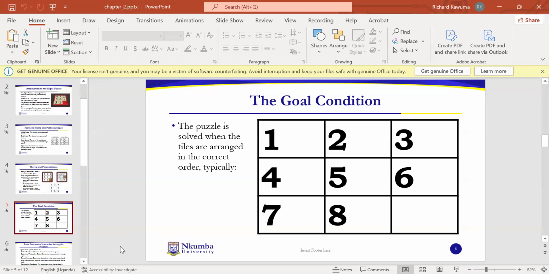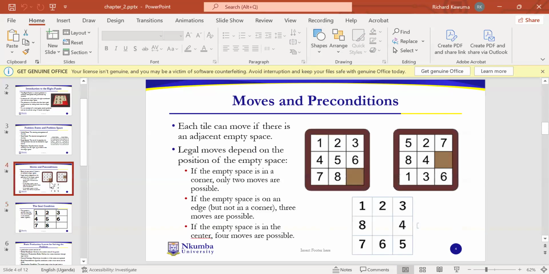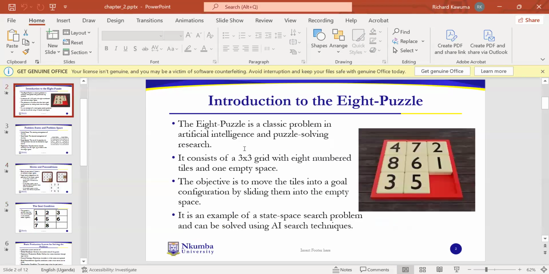Goal condition. So the puzzle is solved when the tiles are arranged in the correct order. So if that is your goal condition, and it is 1, 2, 3, 4, 5, 6, if someone gave you these tiles here, this tile is in number 1 here, okay? You see they are not in order. And the person says, put them in order. I want them as in 1, 2, 3, 4, 5, 6, 7, 8. Okay? So that is the goal state.